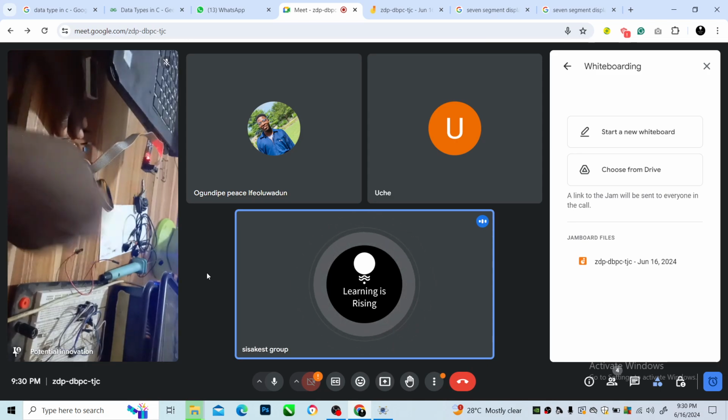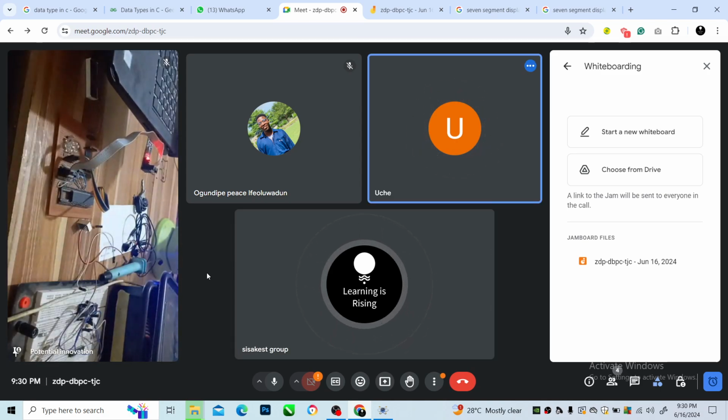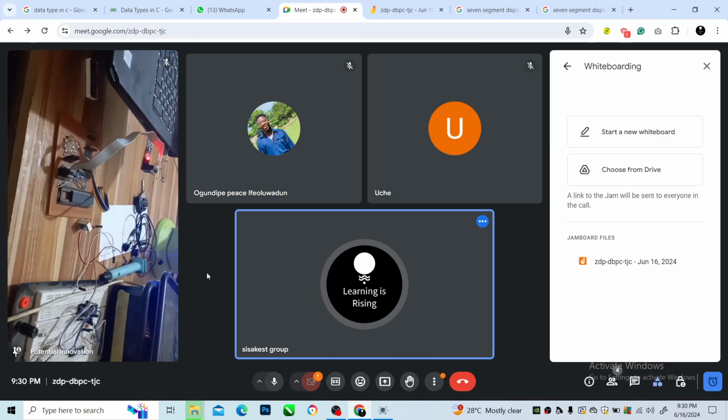All right, let me start again. There are 2 ways to do this. One, you can actually go online, and when you are ordering your 7-segment display, you have to specify. You will find the specifications there: what I'm looking for is the one that is common cathode, or the one I'm looking for is the common anode.